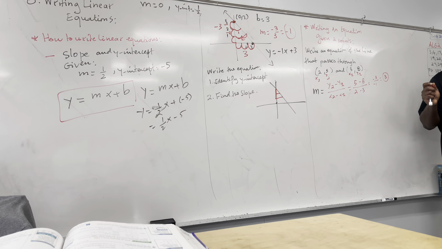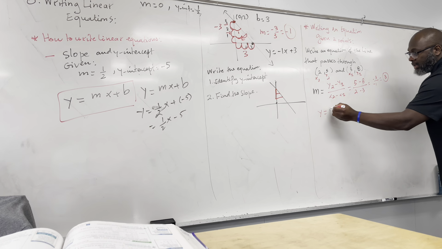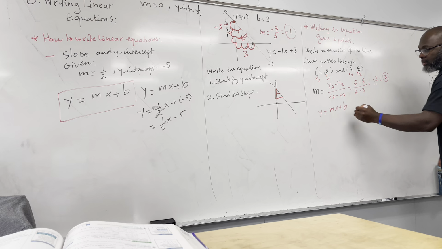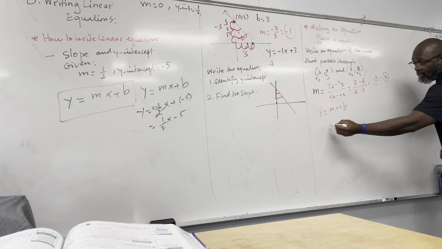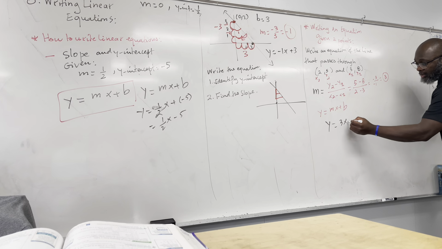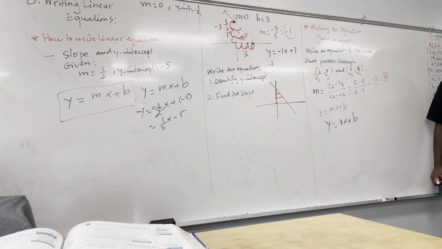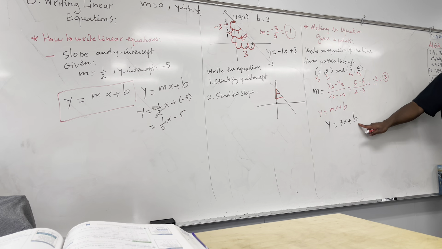So what do I have right now? The only thing that I have is my slope. What am I missing to complete this equation? The y-intercept. If I was to write this, it would be mx plus b. But right now, the only thing that I have is my slope. So if I was to write this equation, it would look like this: y equals 3x plus b. Now we need to solve for what? We need to solve for b. That's what we are looking for. I need you all to write this down. We need to solve for b.